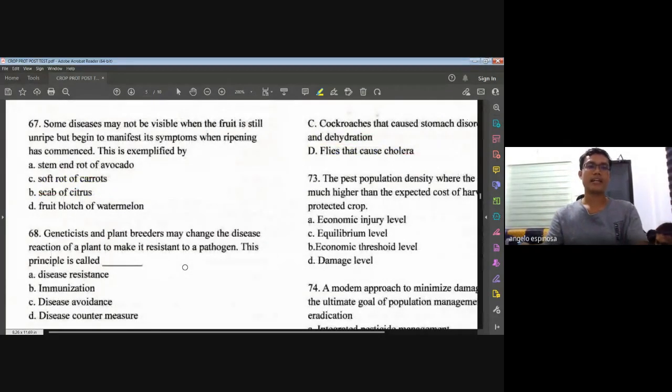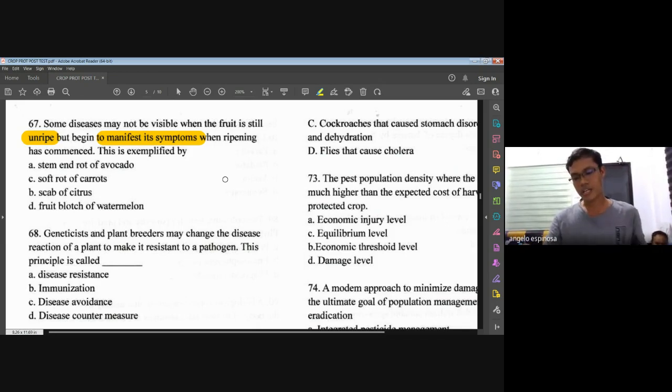Number 67. Some diseases may not be visible when the fruit is still unripe but begin to manifest its symptoms. Oh, hindi pa siya hinog, nagkakaroon na ng symptoms. When ripening has commenced, this is exemplified by. Oh, saan yan usually nangyayari? Hindi pa nahinog, no? Akala mo, hinog na siya, pero hindi pa, hilaw pa siya because of the symptoms that manifest in the fruits. The correct answer for this question is letter A, stem end rot of avocado. Okay?